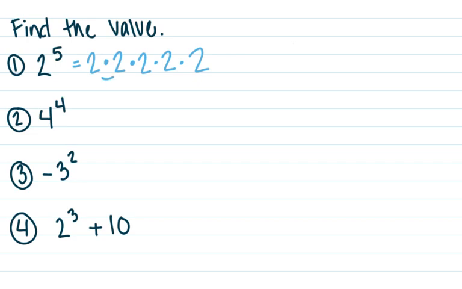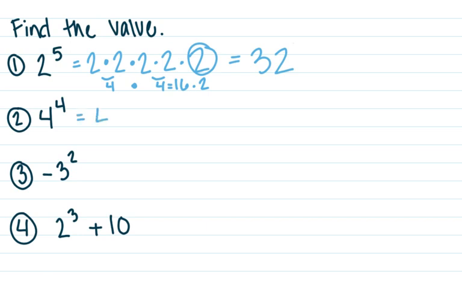I like to multiply 2 numbers at a time. So that's 4 and that's 4. 4 times 4 is 16. And then don't forget about this last 2 on the end here, 16 times 2. This is going to equal 32.